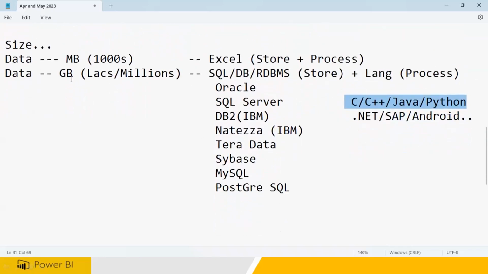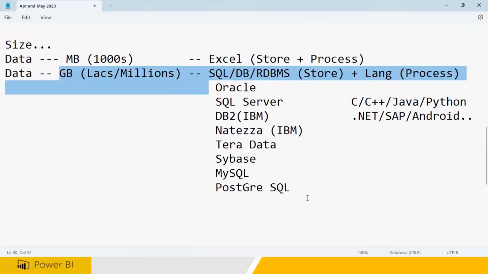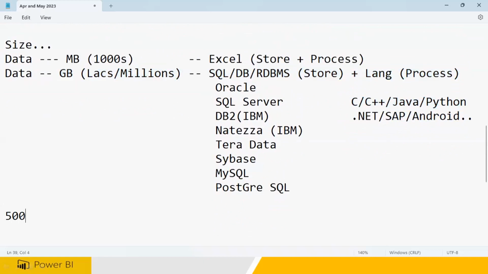Clear? But assume every month you're getting 500 GB of data, into 12 months of data. So it will become 6 terabytes of data for 1 year. That is how much 1 year of data is. But I would like to store 10 years of data. It will become 60 terabytes of data over 10 years.